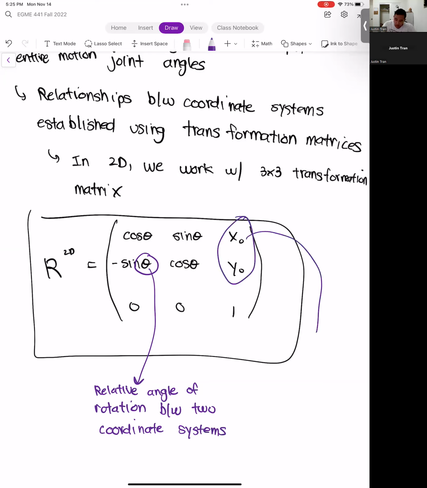And x_o and y_o, this is the location of the origin of one system relative to the other.